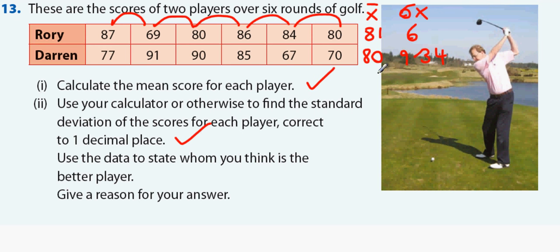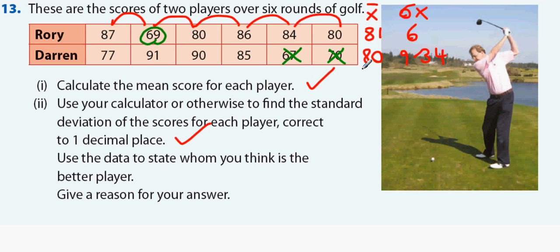Now, what we can also say is that Darren has more lower scores. For instance, Darren has 67, he has a 70, while Rory only got into the 70 region once. So if you're talking about 2 tournaments out of 6, Darren's more likely to win, and Darren's mean is lower.